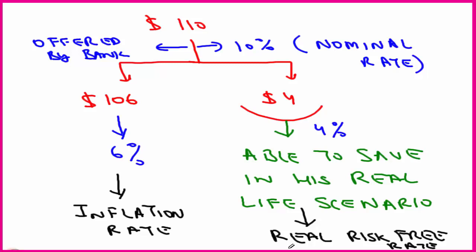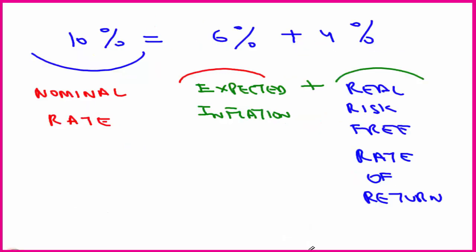So, just write down this flowchart. My dear friends, I have prepared it for you only, with the help of real risk-free. So this 4% is also named as the real risk-free rate, and 6% is the inflation rate. So 10% is equal to the nominal rate, as per Irving Fisher, equal to 6% plus 4%, that is expected inflation plus real risk-free. I have told you that interest rate is a sum of the risk-free rate plus the premiums.